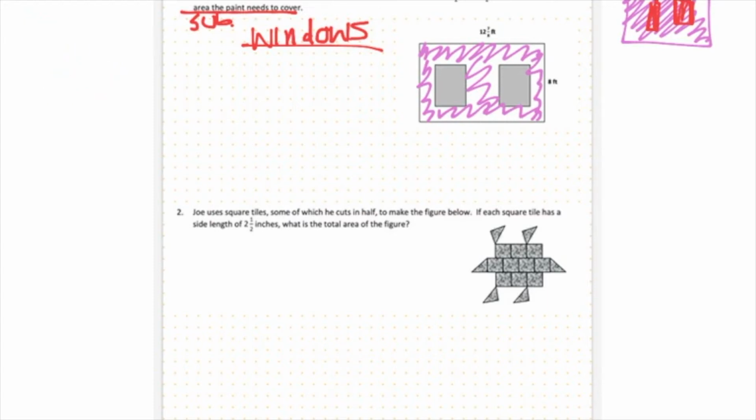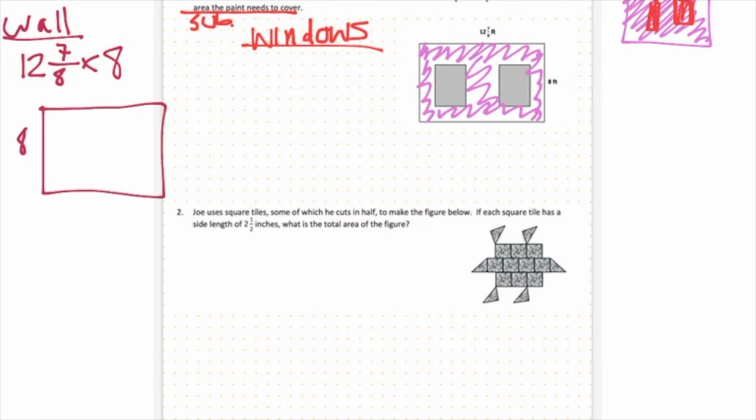Oop, got rid of my color. Okay. So for the wall, it's 12 and 7/8 by 8 feet. Okay, so that's the entire wall. So as I think that through, I'm going to write 8 here, and I'm saying 12 and then 7/8. So as I break that apart, okay, I only need to break it on that side.